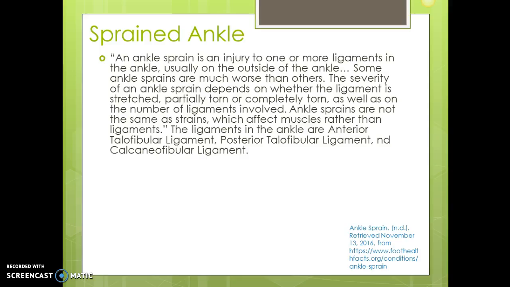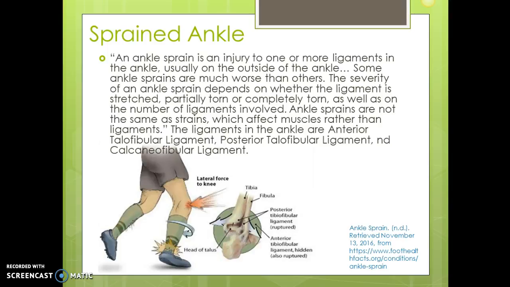Okay, and then next is the sprained ankle. A sprained ankle is an injury to one or more ligaments in the ankle, usually on the outside of the ankle. Some ankle sprains are much worse than others. The severity depends on whether the ligament is stretched, partially torn, or completely torn, as well as on the number of ligaments involved. Ankle sprains are not the same as strains, which affect muscles rather than ligaments. The ligaments in the ankle are the anterior talofibular ligament, posterior talofibular ligament, and calcaneofibular ligament.